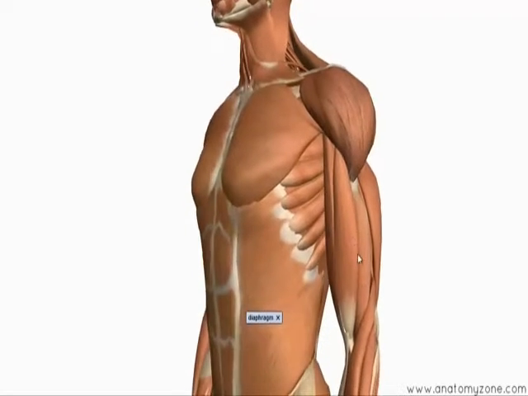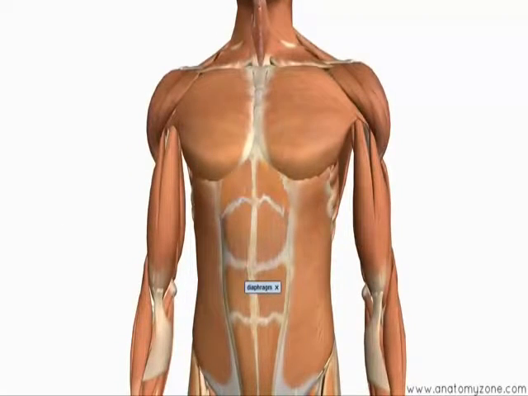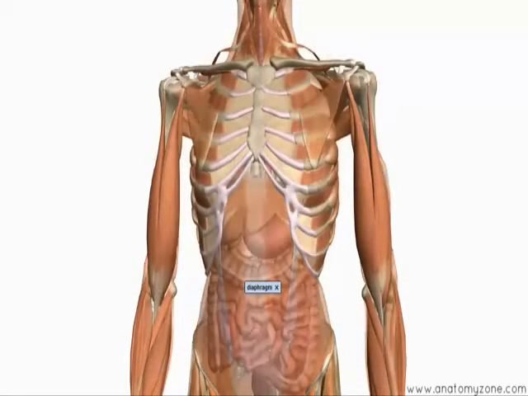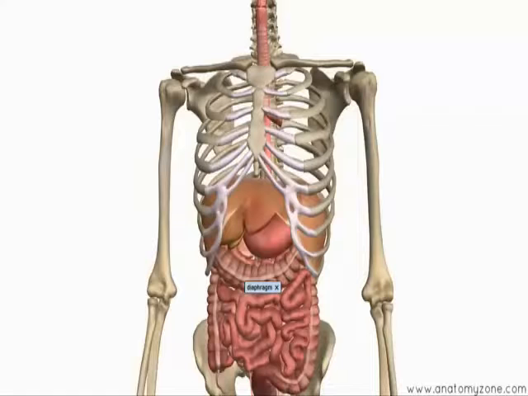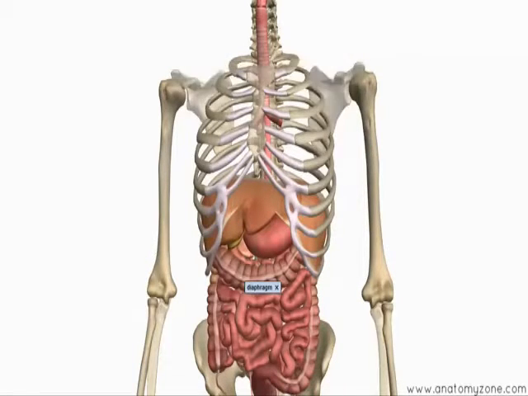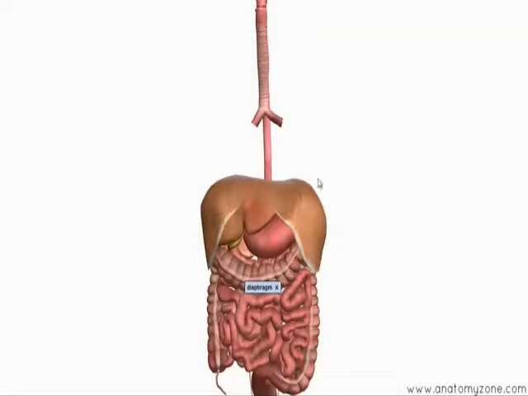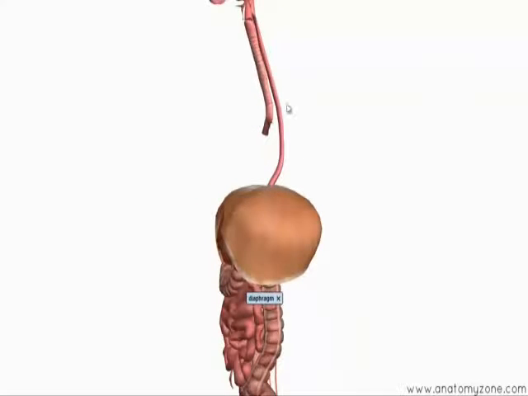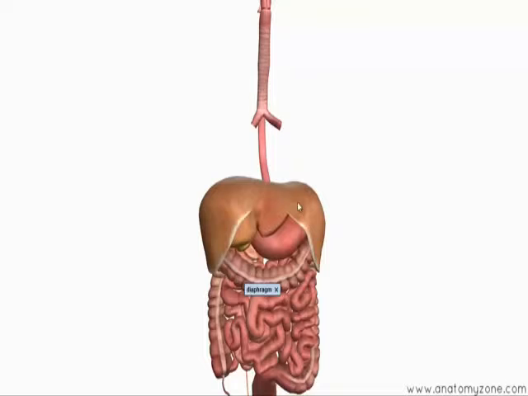So I've just brought in the muscle layer because I just want to remove it to show you where the esophagus passes through into the abdomen. If I gradually remove the muscle layer and the skeleton as well, you can see that the esophagus passes through the diaphragm. This is this kind of dome-shaped muscle which helps in respiration. And it passes through the esophageal hiatus in the diaphragm to enter into the abdomen.